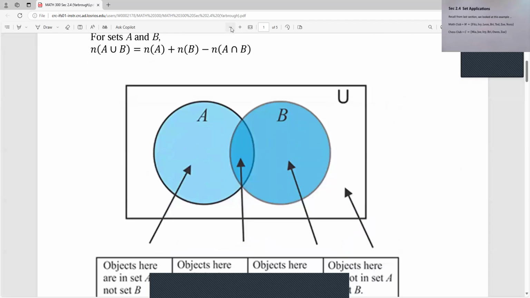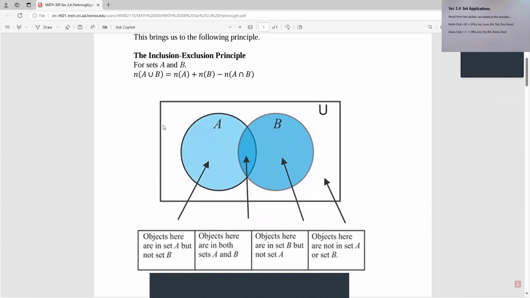For a visual of that, let's look here. Objects in the A circle are, of course, in set A. But if we just look at the left-hand side of the A circle, not including that middle part, those objects are in set A, but they're not in set B. If we look at objects in the very middle right here, those are objects that are in both set A and B at the same time. That's the overlap. That's the intersection that we're talking about.